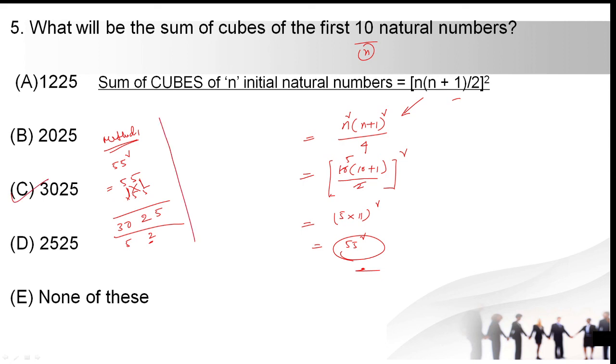Or we can use an identity, that is 50 plus 5 whole square, which is equal to a square plus 2ab plus b square, that is 50 square plus 2 into 50 into 5 plus 5 square. There also you will get 50 square is 2500, and here you will get 500, and 5 square is 25. So the answer is 3025. Again you got the same.